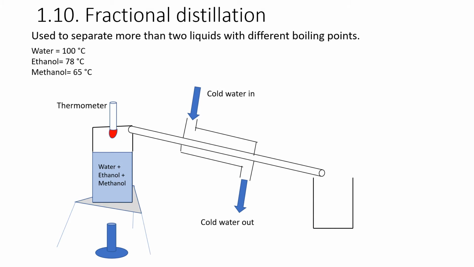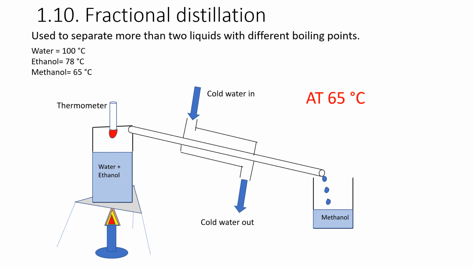Fractional distillation is a very similar procedure. However, this time you've got more than 2 solvents within your mixture. You're going to have to be careful about how you monitor the temperature throughout this experiment. If you're heating up your mixture from room temperature, then when you hit 65 degrees, the methanol inside the mixture is going to boil on its own.